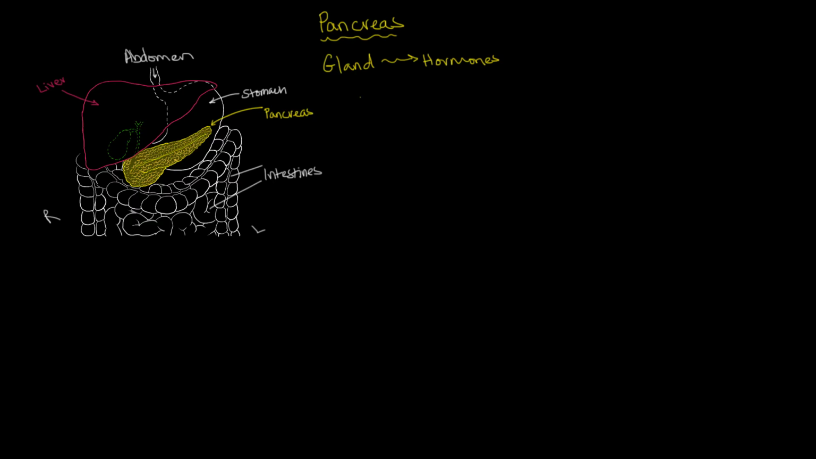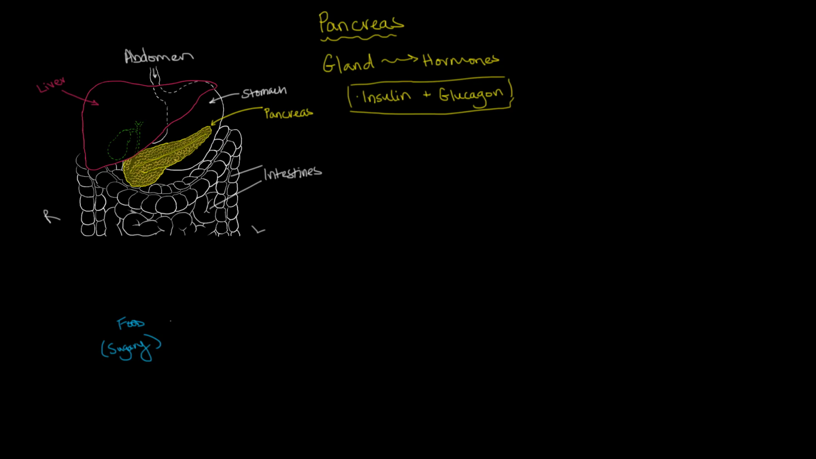So the pancreas makes a few different hormones, but the two that we'll focus on today are insulin and glucagon. So it'll be important to remember these two hormones. And I think the best way to describe what insulin and glucagon do is to go through an example of what happens in your body after you've eaten some food. So let's imagine that you've eaten something sugary, maybe some candy or something.